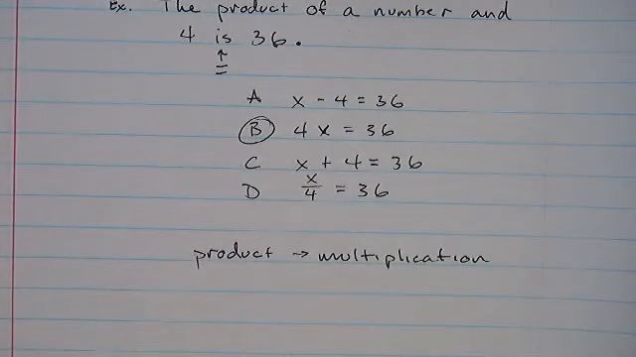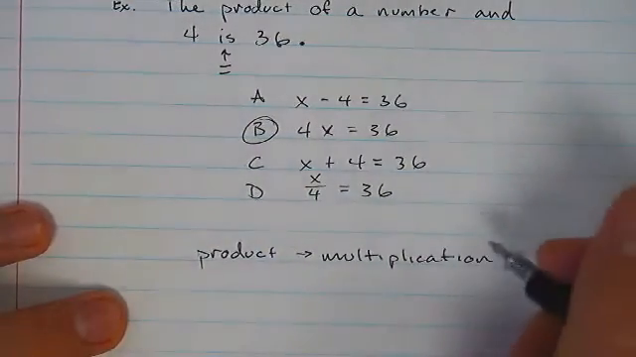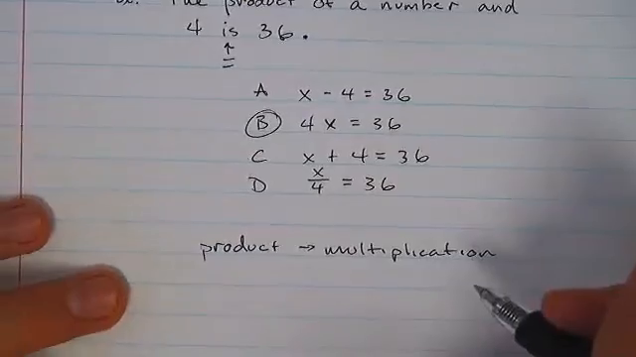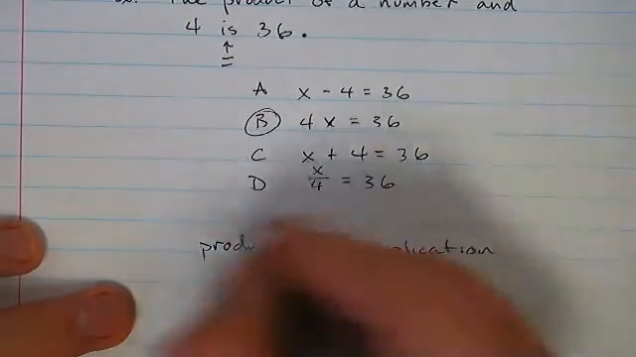So 4 times some random number is 36. Well, we know that's 9, or at least we should. But that's all going to be based on solving, which I'll ask you to do once we get a little better at this process. So product is multiplication.